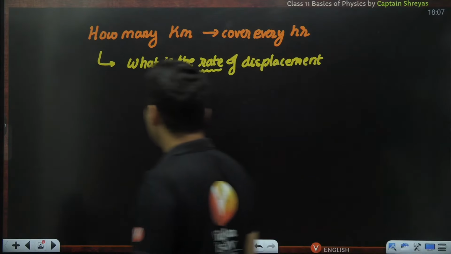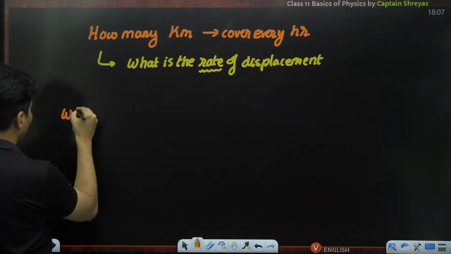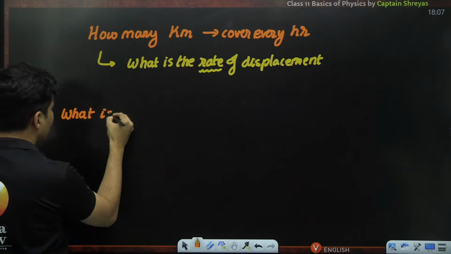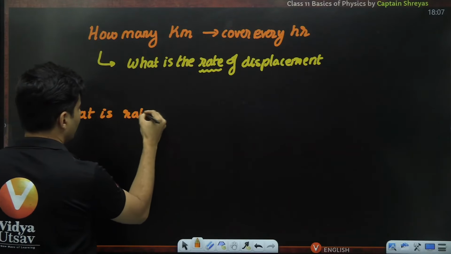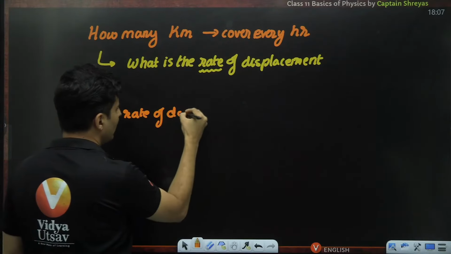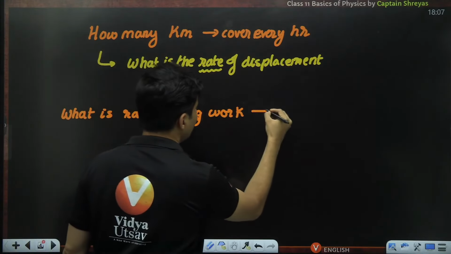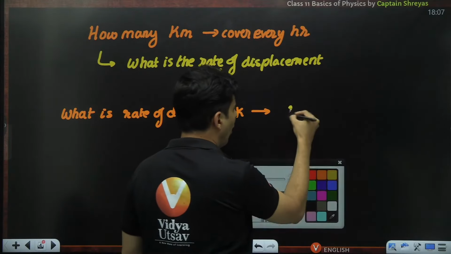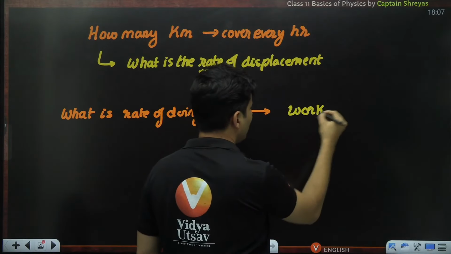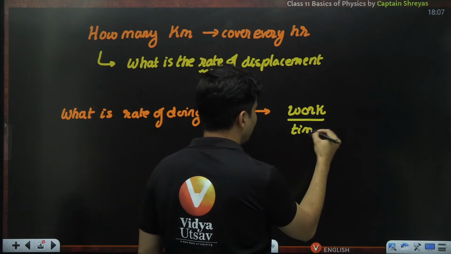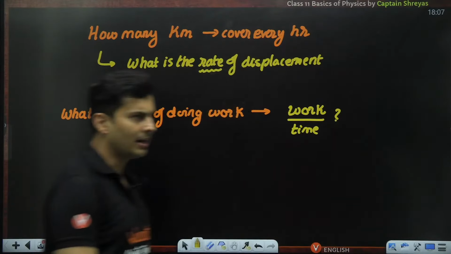Similarly, you might have also heard about the rate of doing work. What is the rate of doing work? It basically means how much work you are doing per unit time. That is the question at hand.